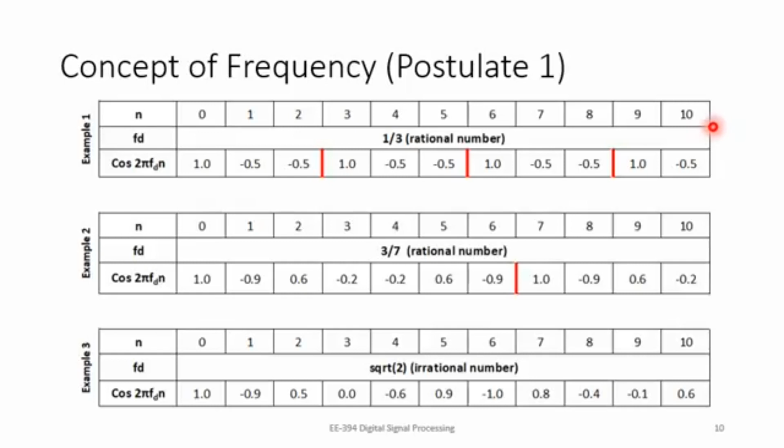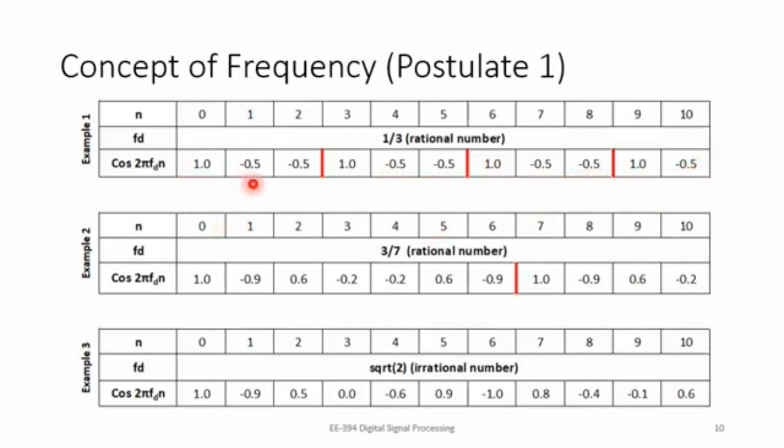The values of the sinusoid are calculated. So in this example, we have FD as 1 upon 3, which is a rational number. And when we place the values of FD and n into this expression, the numbers of the signal come back as 1, minus 0.5, minus 0.5, and then they repeat themselves as 1, minus 0.5, minus 0.5, then again 1, minus 0.5, minus 0.5, and so on.